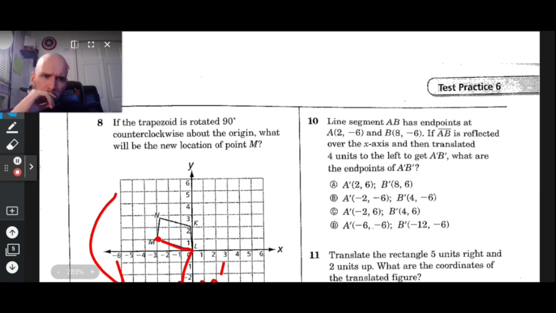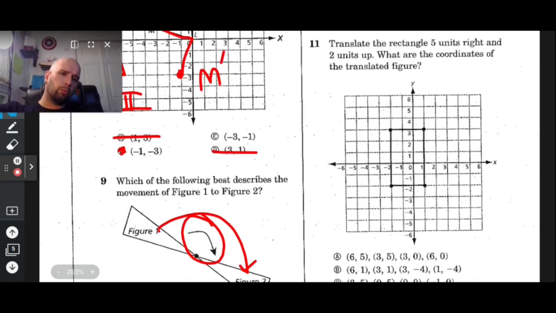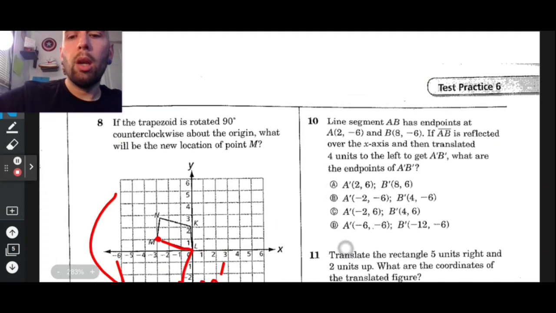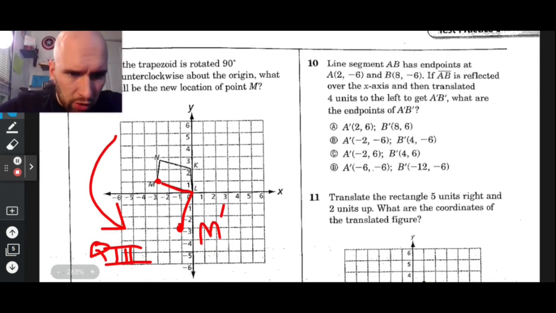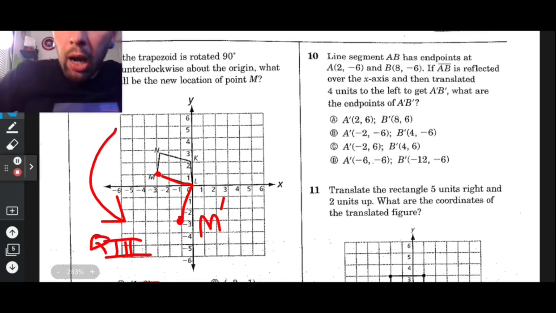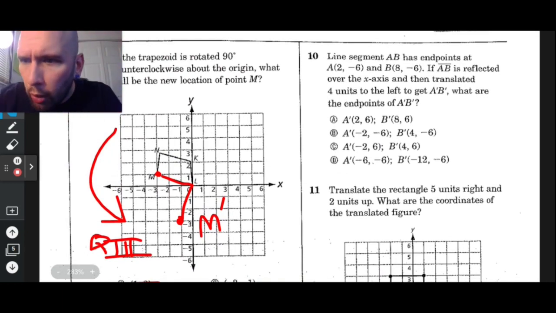Line segment AB has endpoints at (2, -6) and (8, -6). It is reflected over the x-axis and then translated 4 units to the left to get A prime B prime. All right, so this is what I'm going to do. I can't steal any of these graphs, or can I? I can. I'm going to steal this graph on the left here.